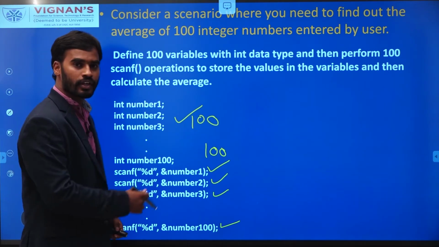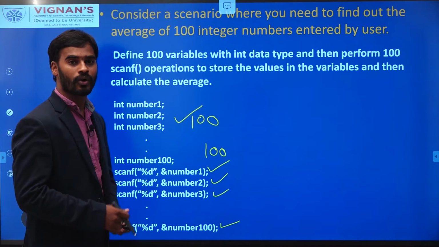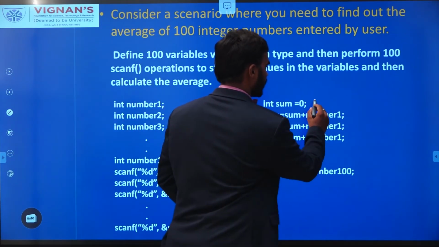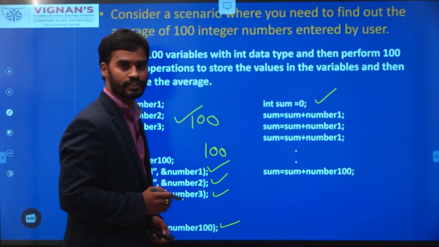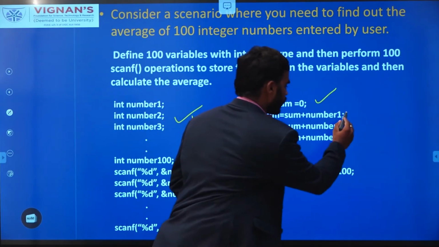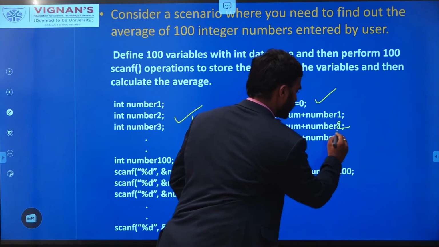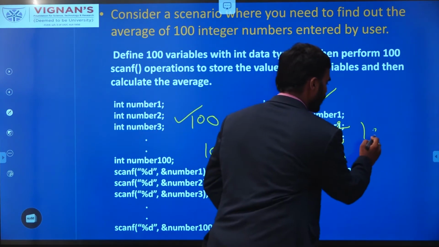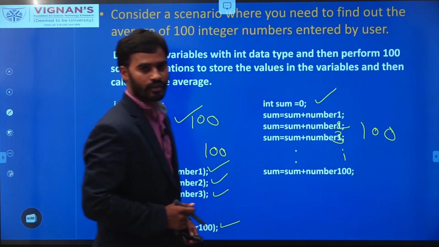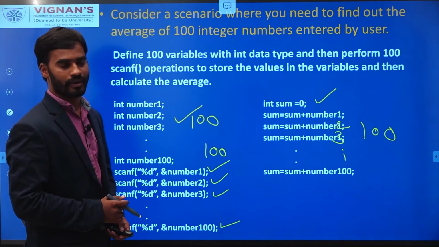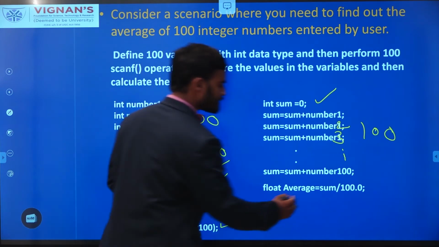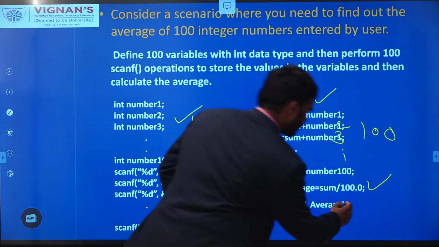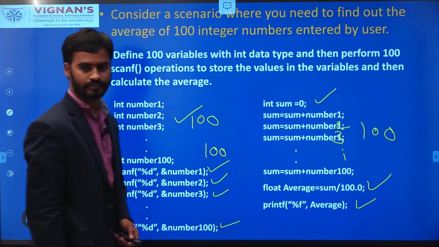Then after this you have to add all the numbers to sum. Declare a sum and initialize it with 0, then add all the numbers: number 1, number 2, number 3 and so on, number 100. So you need to write 100 statements, each statement for adding a number. Then you will find the average, which requires one statement. Then you will print the result, which requires one statement.